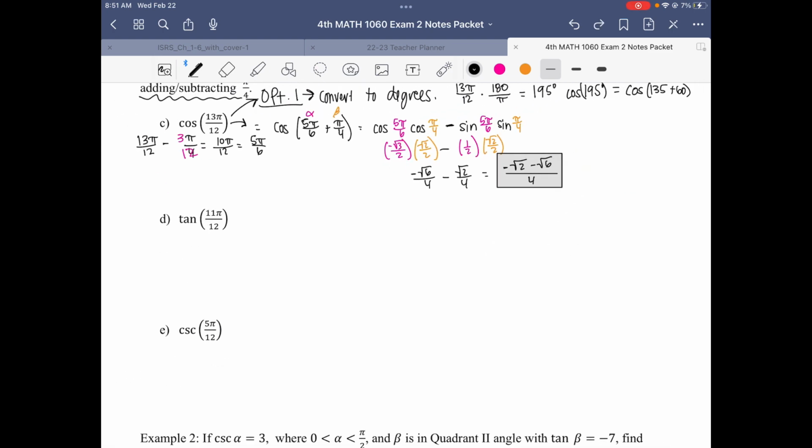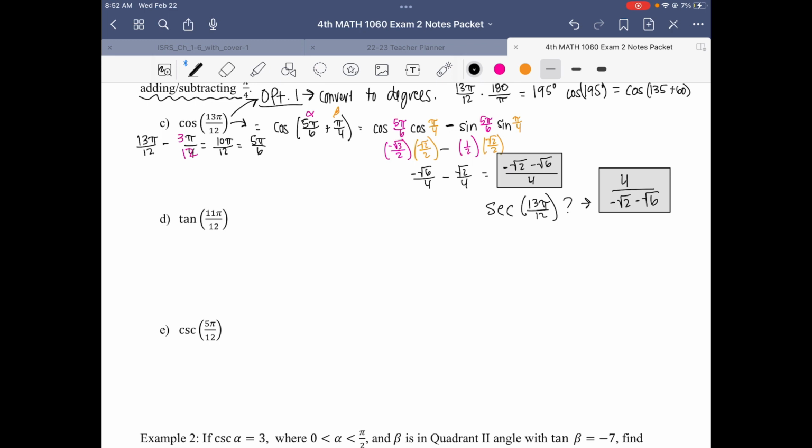Okay, and I did want to talk to you guys about, what if I had asked for the secant of 13 pi over 12? How do I get that? Well, it's just the reciprocal, right? It would just be 4 over negative square root of 2 minus square root of 6. The reason I bring this one in particular up is you guys do not need to rationalize the denominator of these. It gets to a point where rationalizing it doesn't really make it any simpler, and this is that point. So you are okay to just leave it the way that it appears. You do not need to rationalize.